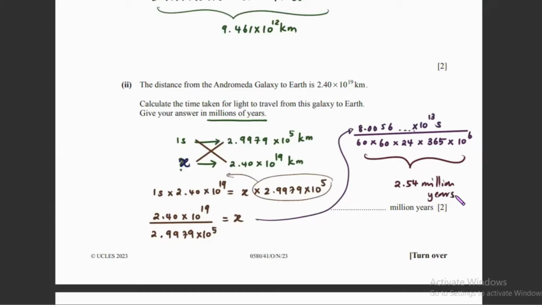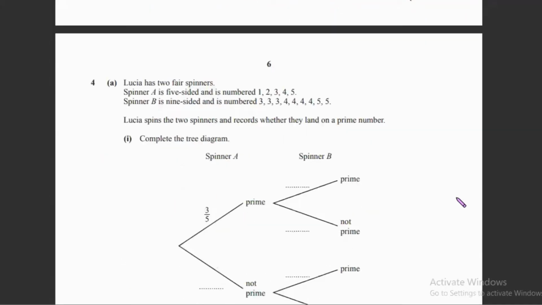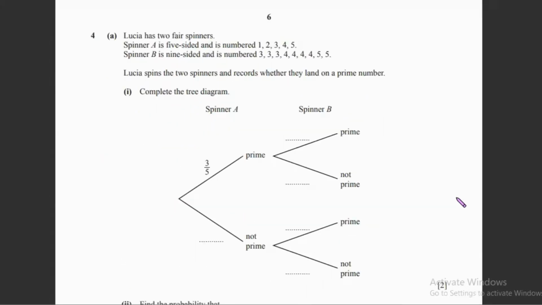Let's move on to the next question. Question number 4. This is a question which is about probabilities. So Lucia has 2 felt spinners and the outcome of each spinner is given to us. The first spinner, which is A, is 5-sided and the next spinner is 9-sided. And we need to complete the tree diagram.